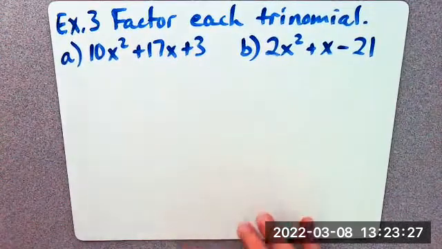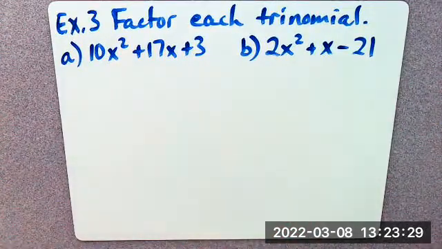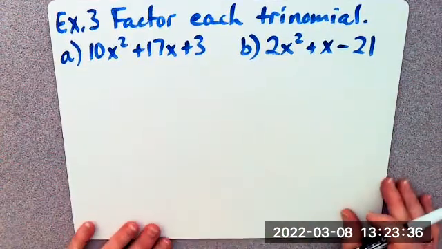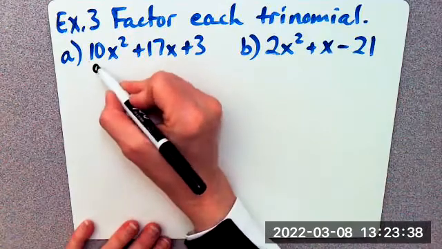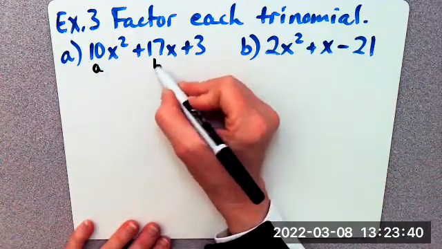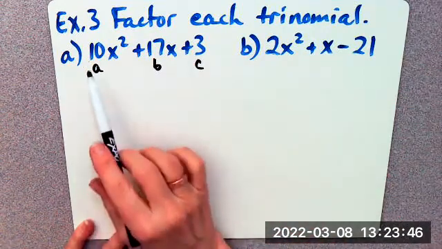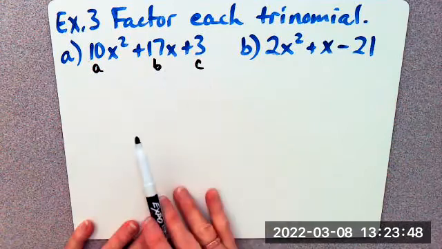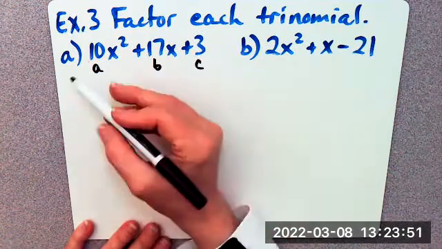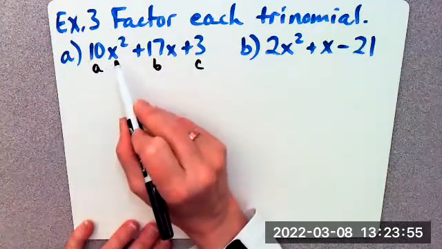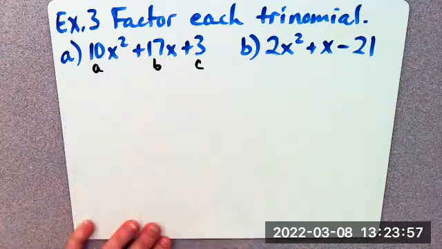All right, sometimes we don't have a greatest common factor to worry about. So 10, 17, and 3 do not have a greatest common factor. So when we go to the diamond box, we don't have to pull out a greatest common factor before we factor. But this also makes us need the box to solve this type of quadratic trinomial.